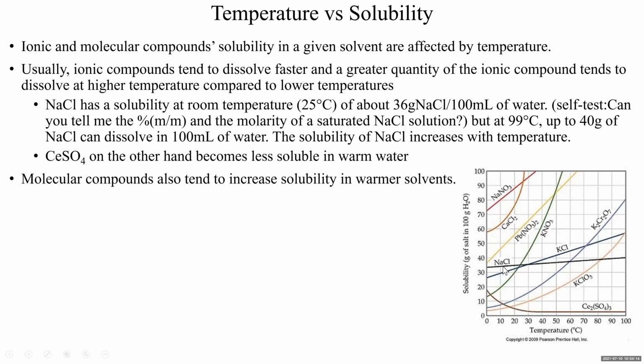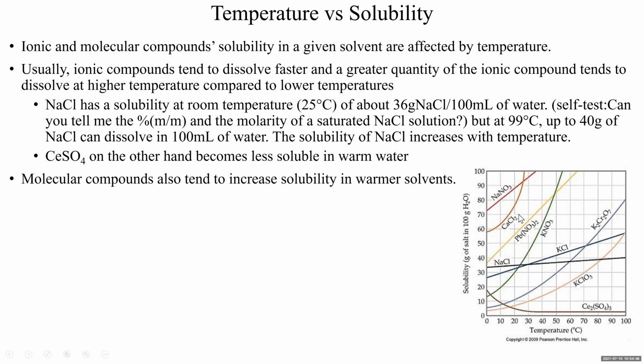In fact, the temperature effect for sodium chloride really only results in about a 10% increase in solubility, from a minimum of about 35 grams up to a maximum of 40 grams. So it's only a 5 gram per 100 milliliters of water difference between its lowest solubility and its highest solubility. Across the entire temperature range where water is a liquid, from 0 degrees Celsius to 100 degrees Celsius, sodium chloride really doesn't change its solubility that much.